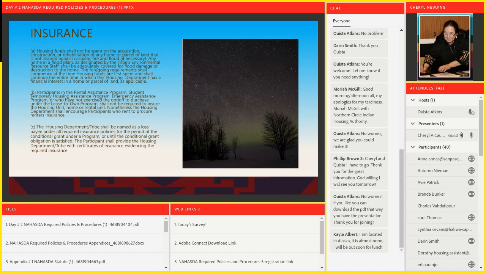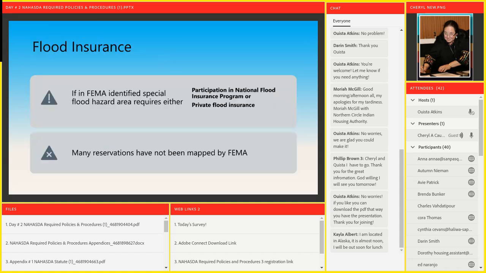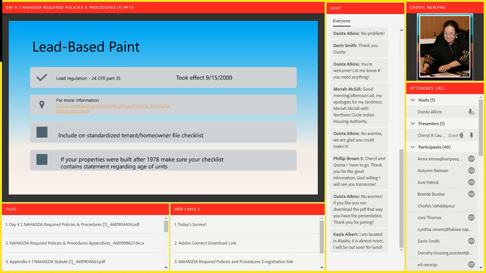evidencing required insurance. So when you put NAHASDA funds out there, you need to make sure that that investment is protected. So we're supposed to have flood insurance. If you're in a FEMA identified special flood hazard area, it requires participation in the National Flood Insurance Program or private flood insurance. Many of our reservations have not been mapped by FEMA.